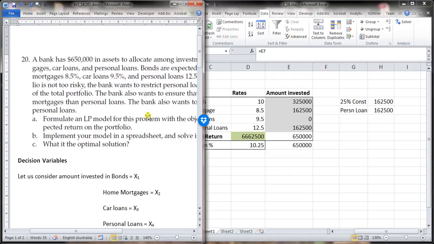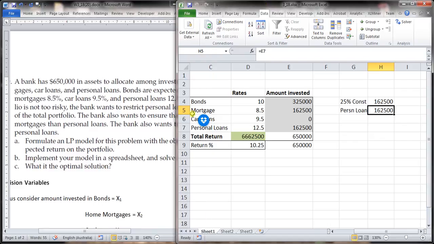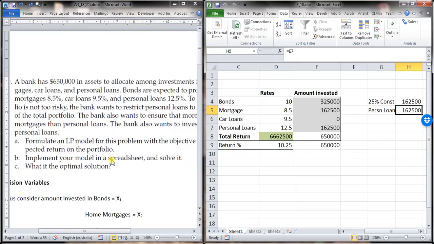Coming back to the other questions here: formulate the LP, we formulated the LP; implement the model in Excel and find the optimal solution. The optimal solution is to invest 325,000 in bonds, 162,500 in mortgages, zero in car loans, and 162,500 in personal loans. Thank you.